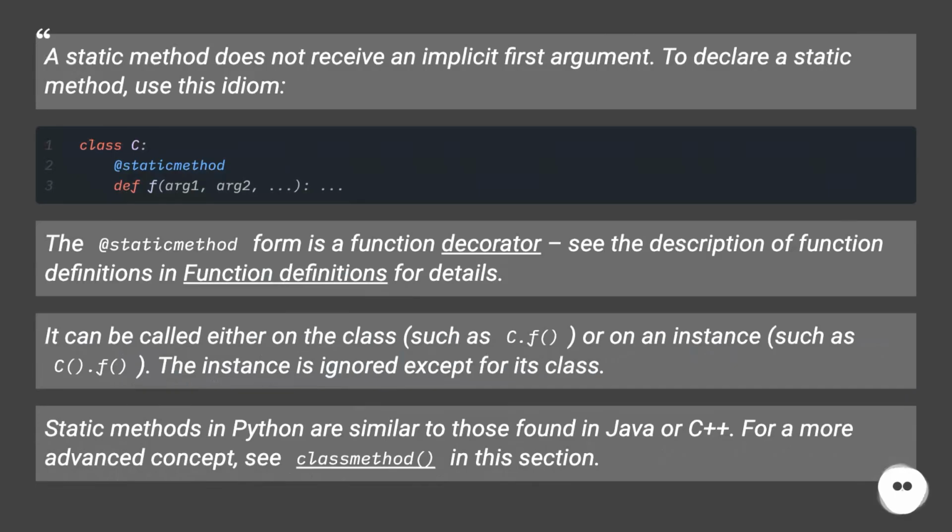@staticmethod. A static method does not receive an implicit first argument. To declare a static method, use this idiom. The @staticmethod form is a function decorator. See the description of function definitions in Function definitions for details. It can be called either on the class, such as C.f(), or on an instance, such as C().f(). The instance is ignored except for its class. Static methods in Python are similar to those found in Java or C++. For a more advanced concept, see classmethod in this section.